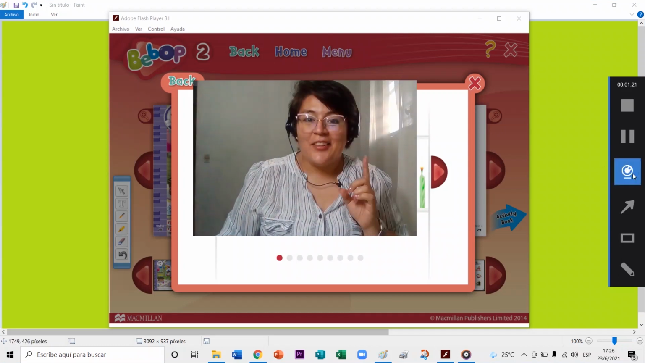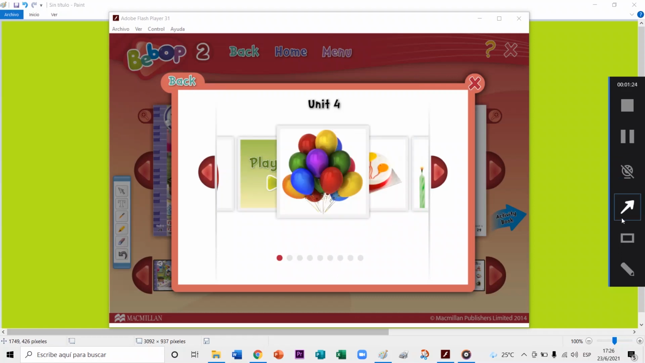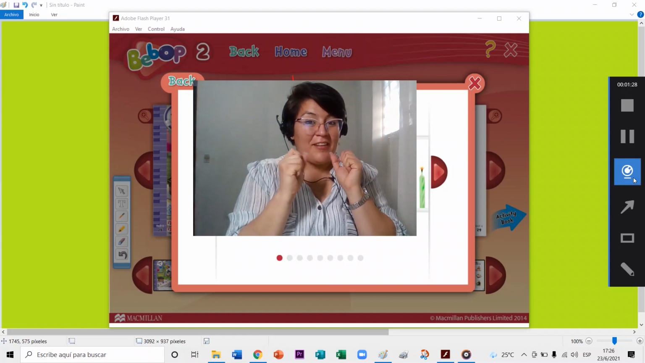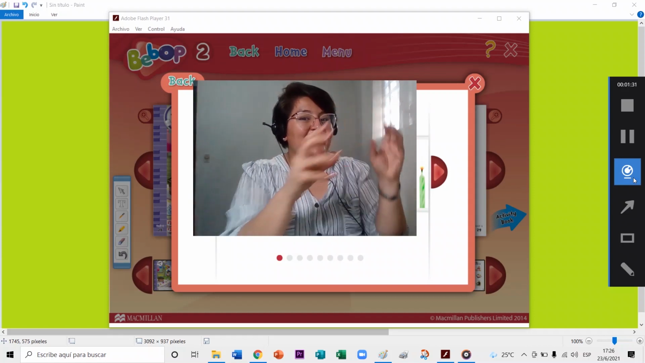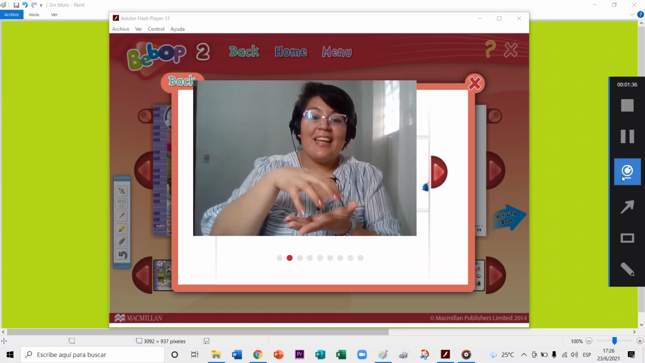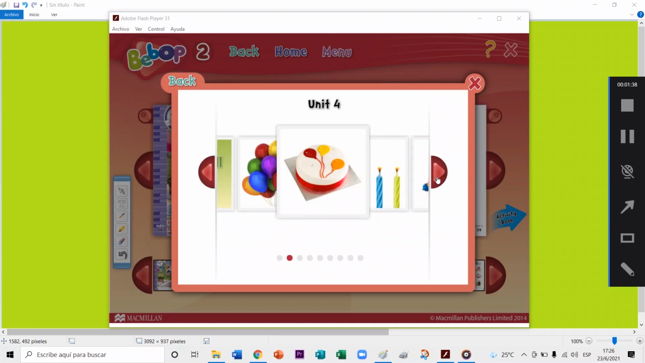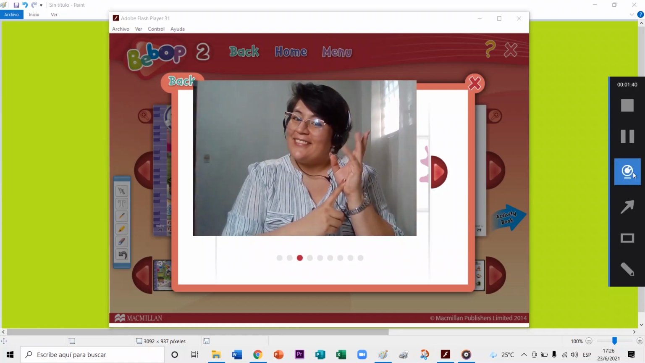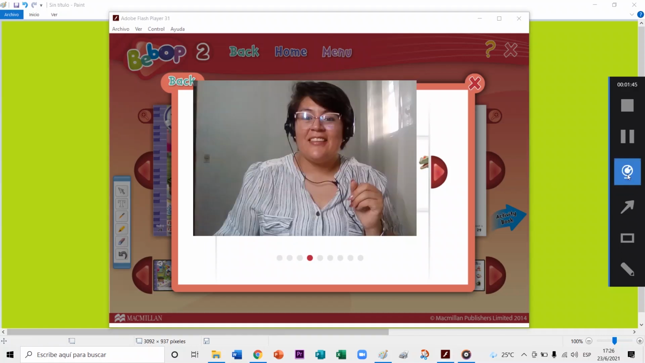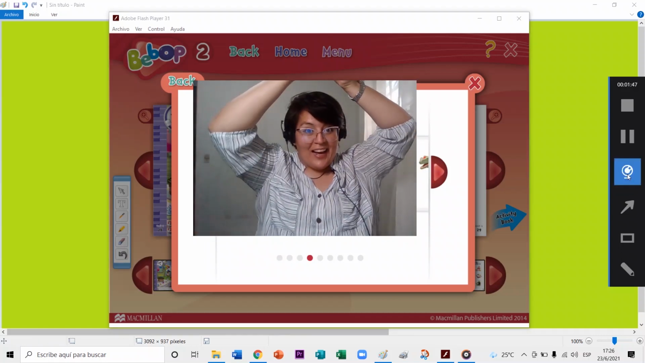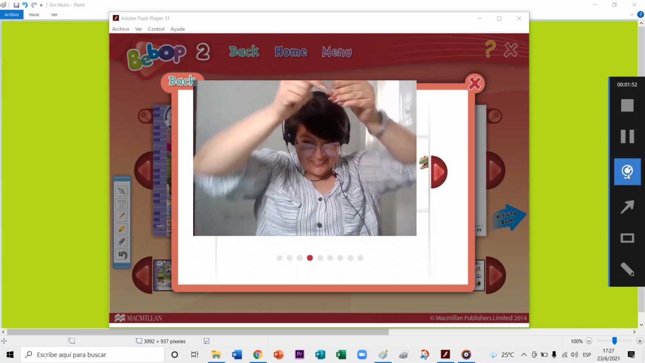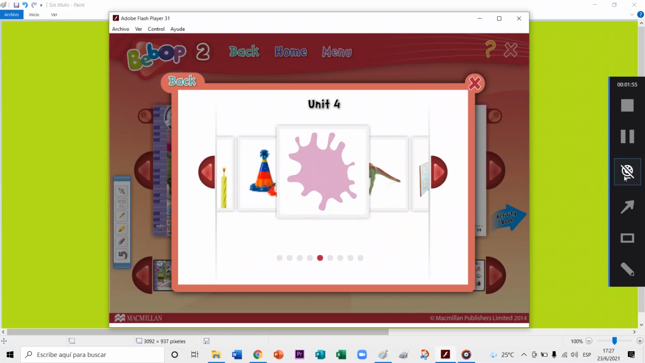¿Recuerdas los ademanes? Ok, we got balloons. Son estos que están aquí. Balloons. Como si infláramos un balón. Balloons. Ok. We got cake. Cake. Hazlo conmigo. We got candles. Candles. We got party hats. Party hats. Y haces así como si estuvieras haciendo un cono. Party hats. Okay. Then we got pink.